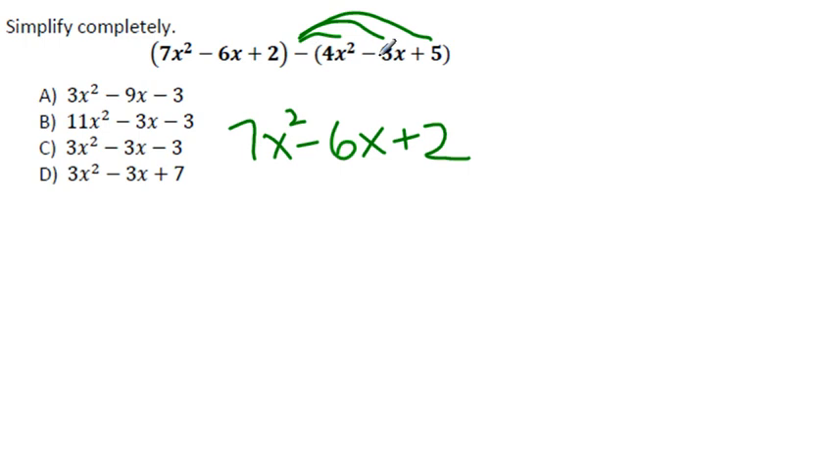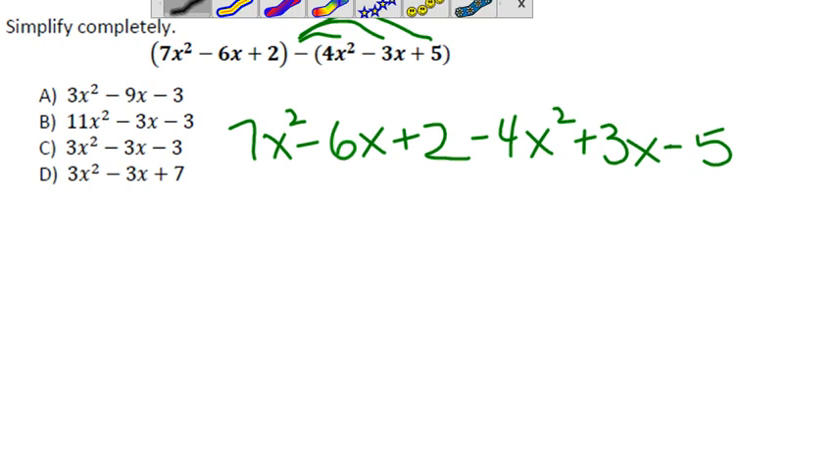So if I distribute the minus, that negative times 4x squared is going to give us a negative 4x squared. Negative times a negative 3x would give us a positive 3x. And then a negative times a positive 5 is a negative 5.